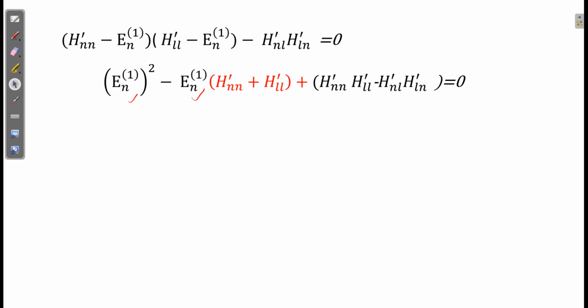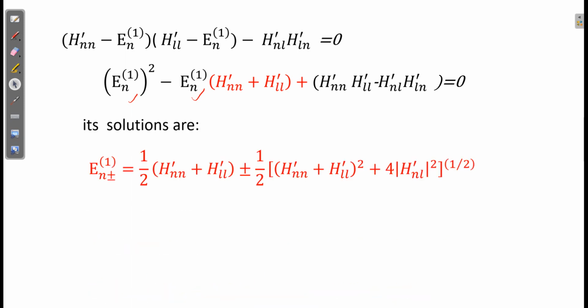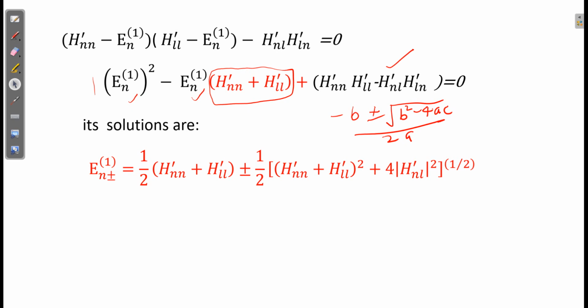Now apply the Sridharacharya method for the determination of the first order energy correction En1. You will get two values, En plus minus 1, that is equal to, the formula is minus b plus minus under root b square minus 4ac upon twice a. Minus b, b means this term, and c means this term, and a means 1. So if we solve for the value of En1, then you will get two values, one for plus, another for minus. So you will get this equation.